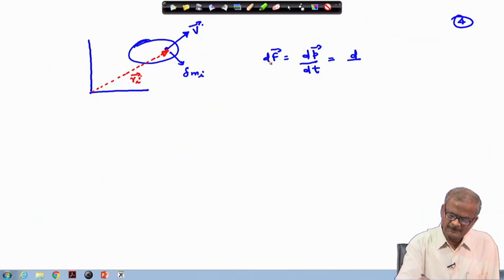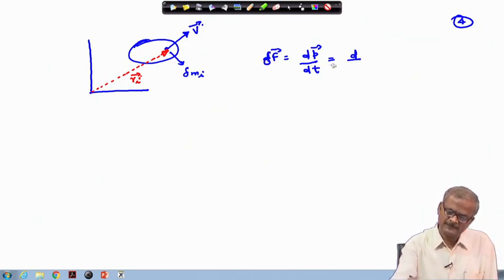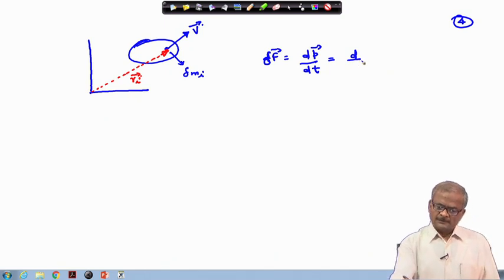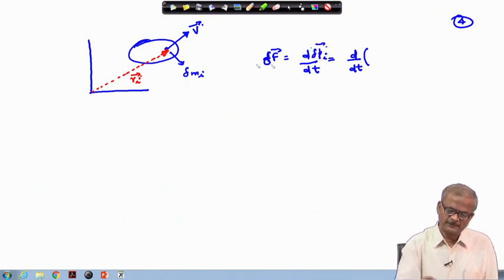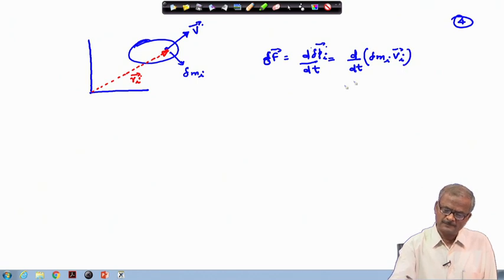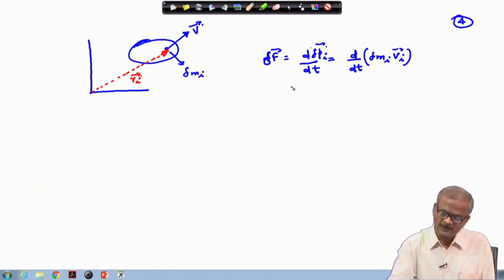So, we will write here df or delta f, we will write this as delta f, and this p, instead of writing here p, we can write for this particle as delta p I. Okay. So, this is the linear momentum of the particle, delta m I, which is nothing but delta m I times v I.